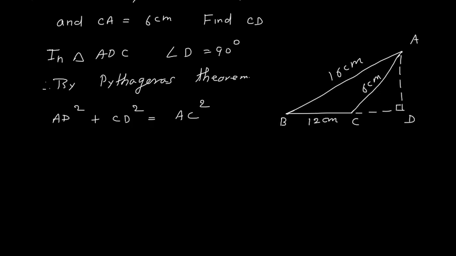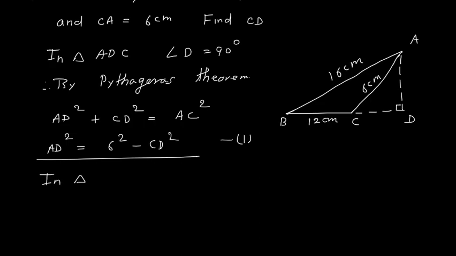So as AD is common in triangle ADC as well as triangle ADB, better we find the value of AD square. The value of AD square is AC square, which is 6 square, minus CD square. The value of CD is not known. I will consider this as equation 1.